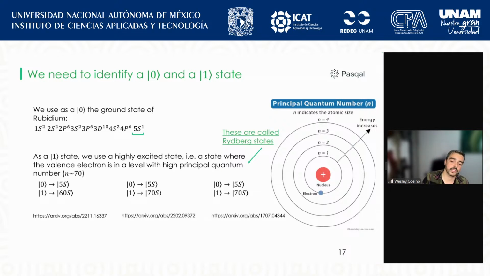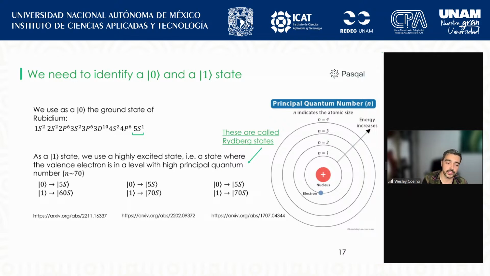So for us, when you remember the s, p, d layers, for the 0 state, the rubidium atom is in the 5s. And then for the excited state, it's in the 60s or 70s. So that's our quantum number.